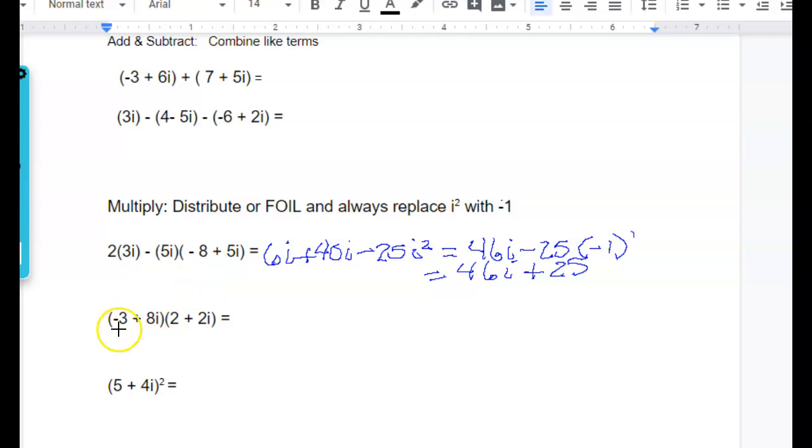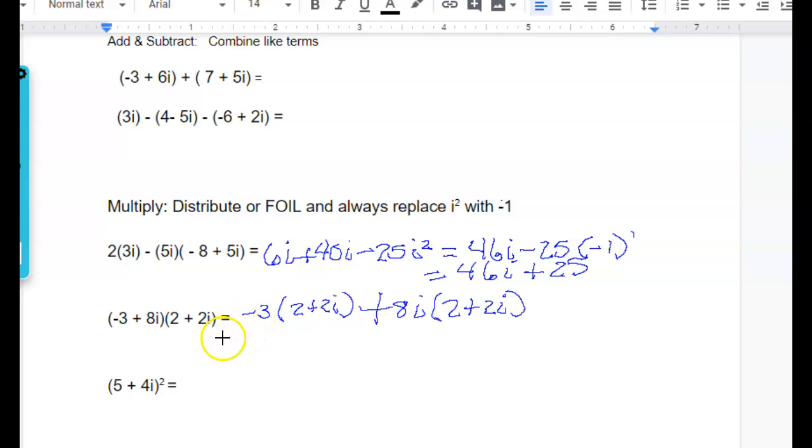So FOIL, or distributive property, I've got -3 plus 8i times 2 plus 2i. I'm not going to use the box because it's too hard to draw, but it's -3. That's going to multiply to 2 plus 2i. And I'm going to have 8i. That's going to multiply to the 2 plus 2i. Remember when we did this in the beginning of the chapter in order to FOIL. And then I add my solutions together. It has nothing to do with this. It was just how you combine your like terms. You're always going to add them.